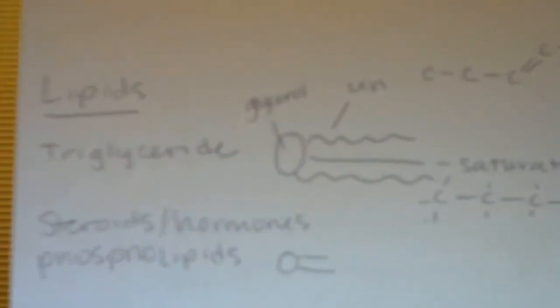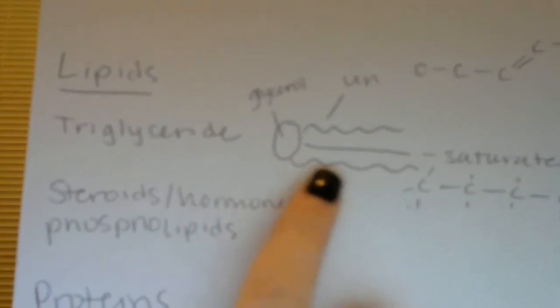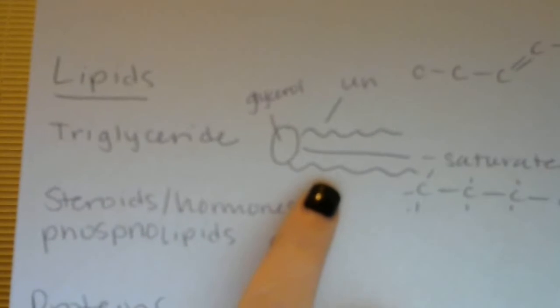And then the 3 stands for 3 fatty acid chains. Let me show you what that's going to look like. Oh, here it is. All right, so lipids. Here's a triglyceride right up here. We have the glycerol head and 3 fatty acid chains.